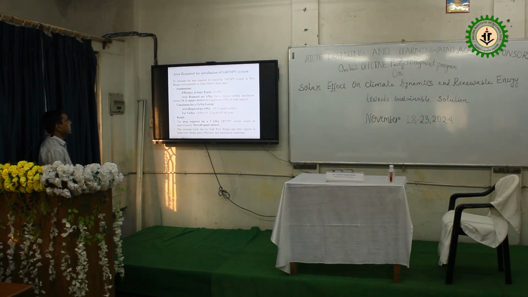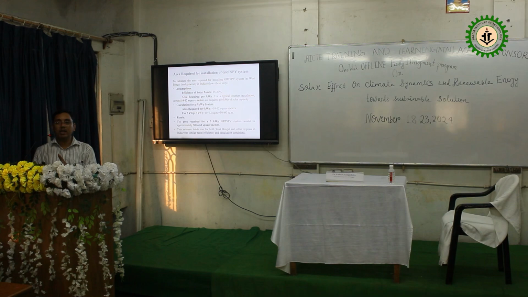So based on that, just assume it is 15 to 20%. The area required, as per the different technical specification codes, is 10 to 12 square meter per kilowatt. According to that, the calculation is for 5 kilowatt peak. This is for the panel area only.